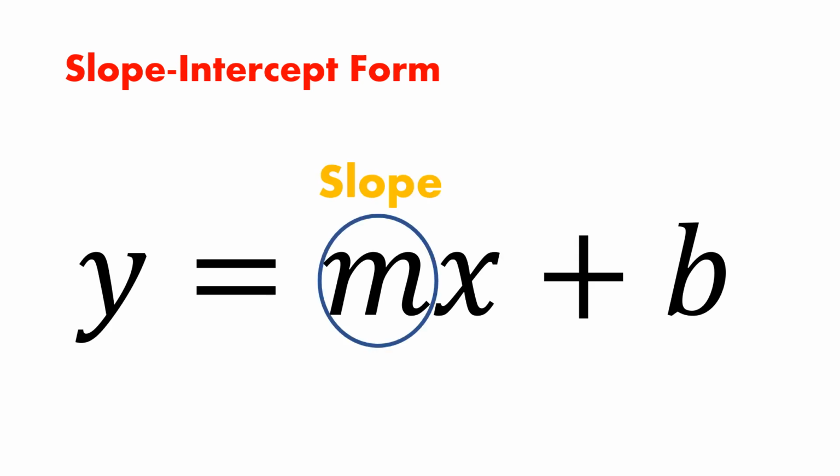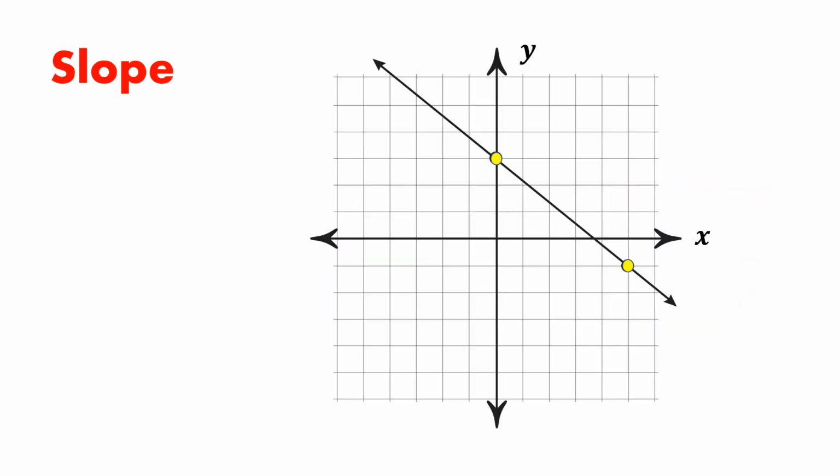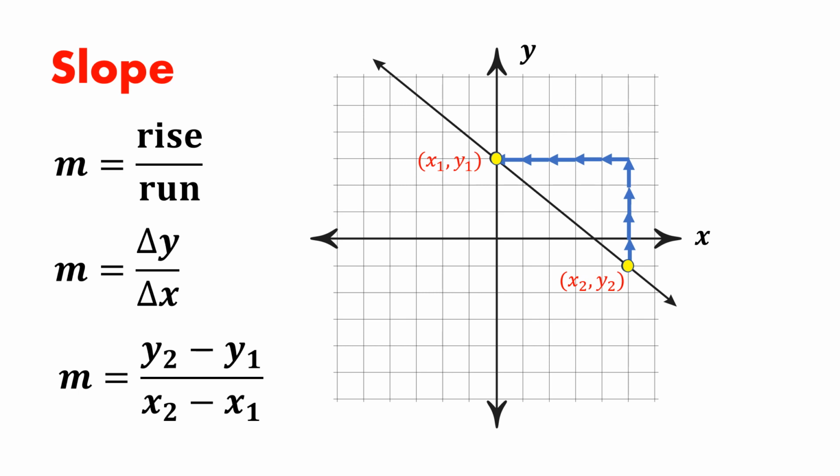where m is the slope and b is the y-intercept. The slope is the ratio of the rise over run. It is the ratio of the change in y to the change in x. m equals y sub 2 minus y sub 1 all over x sub 2 minus x sub 1.